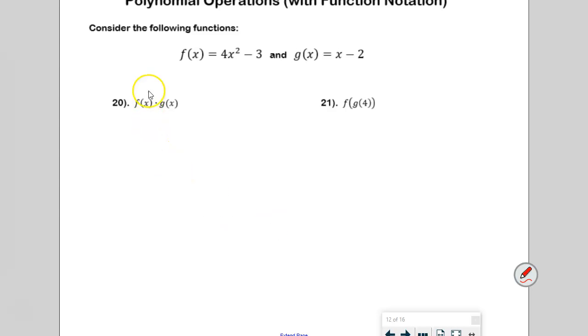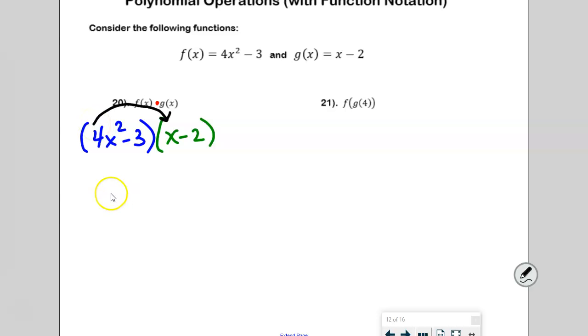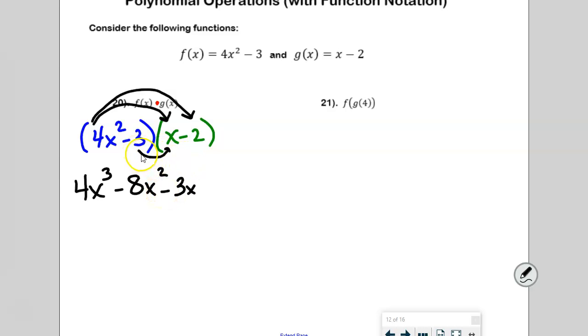All right, next question, a little dot in between the functions simply means to multiply. But because we have binomials, you're going to have to remember to use parentheses on both of them, so that way we distribute. Again, slow is the name of the game, so let's do this. We got 4x squared times x, which will be 4x to the third. And then 4x squared times -2 will be a -8x squared. -3 times x is -3x. And then -3 times -2 will be a +6.